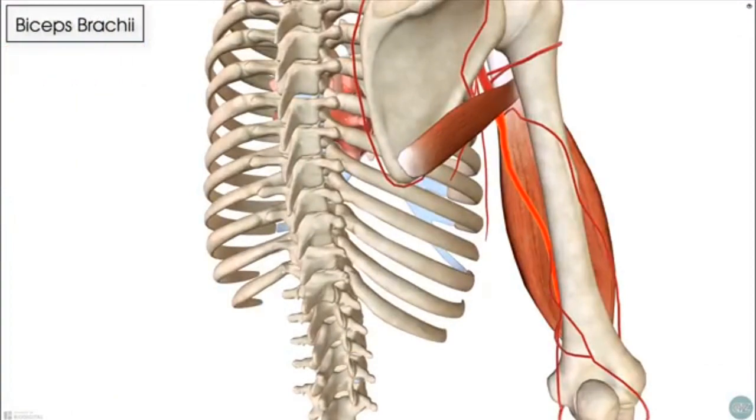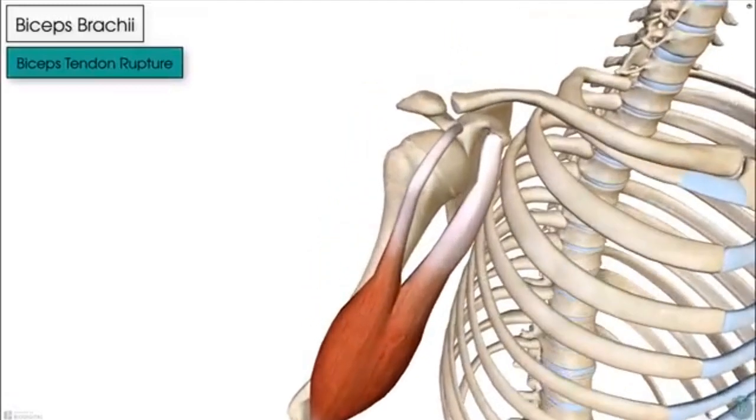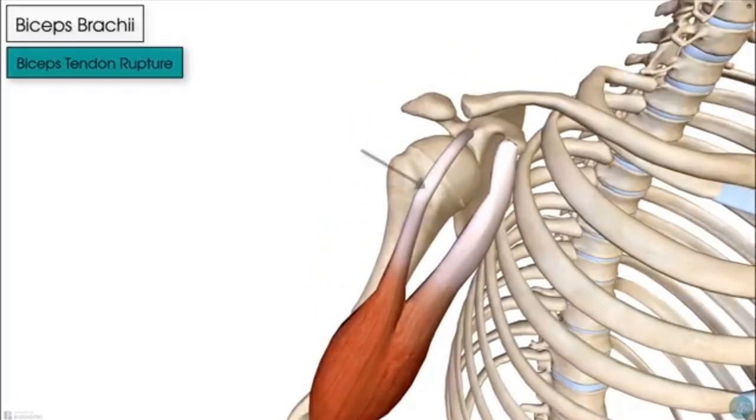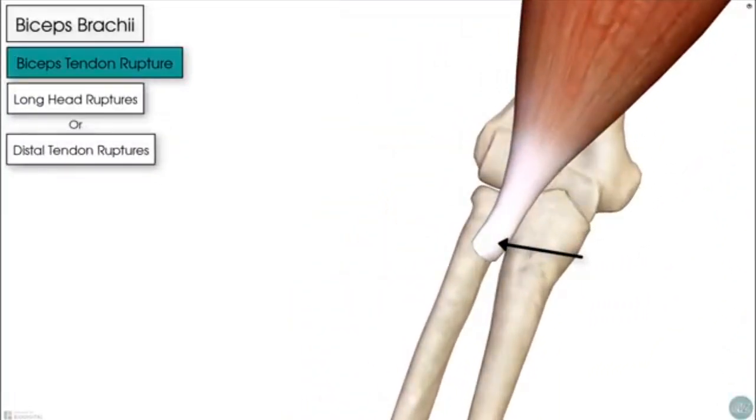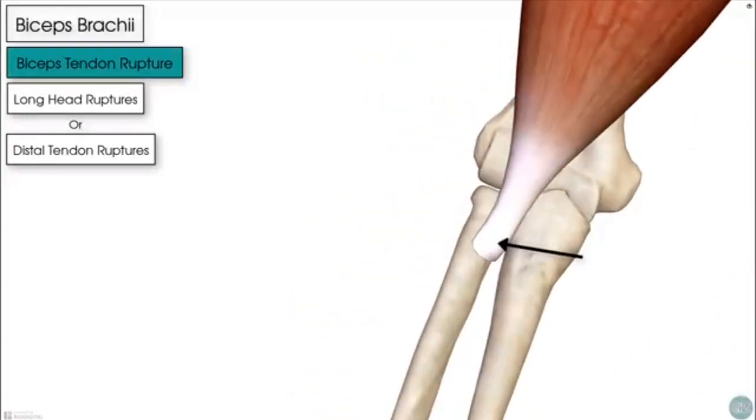And as a quick clinical point, a clinically relevant condition to the biceps would be that of a tendon rupture. So this can occur either proximally at the bicipital groove where the long head of biceps ruptures, or at the radial tuberosity where the distal tendon of the biceps ruptures. So if you rupture the long head of biceps, then you may not get that much reduction in power because you've still got the presence of the short head. But of course, if you rupture the distal biceps tendon at the radial tuberosity, then you will lose power in flexion and significantly in supination.